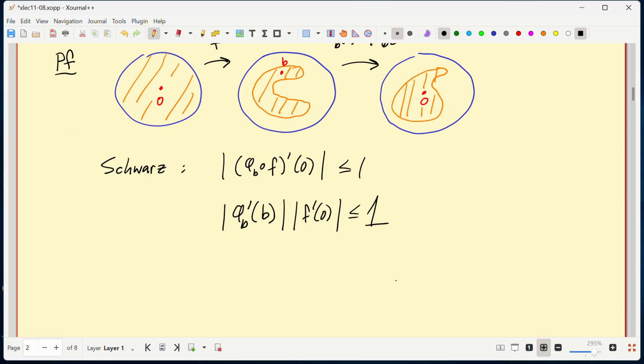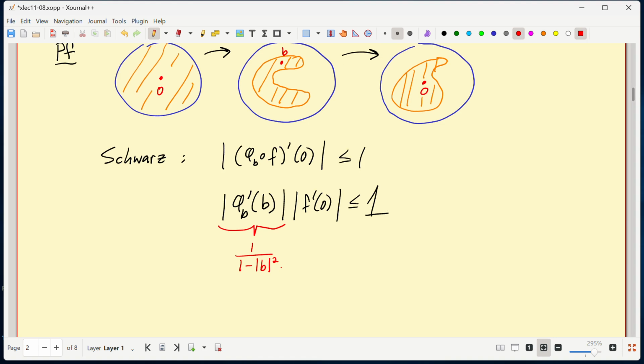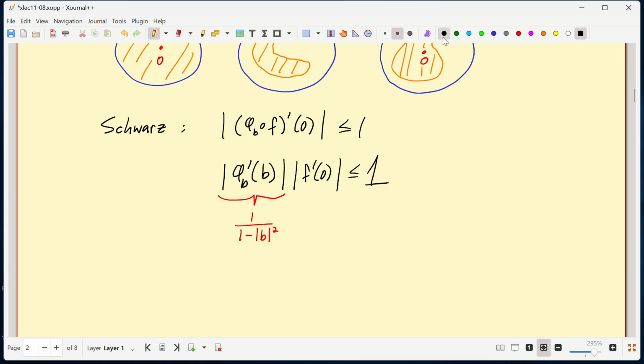And you can calculate that derivative. It's an easy thing to calculate. When you do the quotient rule and do some algebra, this is 1 over 1 minus the modulus of b squared. And so what we get now is that f prime of 0 is less than or equal to 1 minus |b|^2. And of course that's less than or equal to 1.